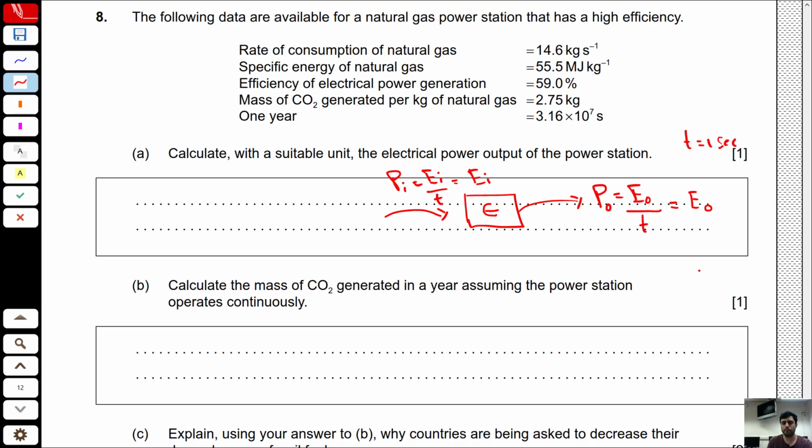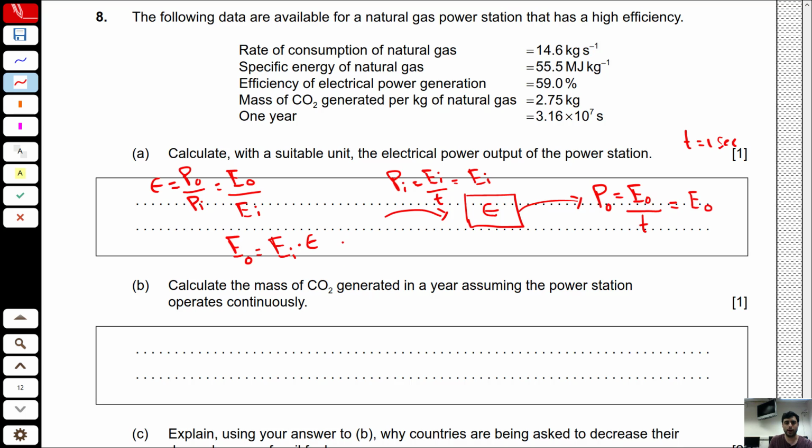Okay. So the formula is efficiency is output power over input power, and as you can see, when you replace time by 1 second, the output power becomes just output energy and the input power becomes just input energy. Okay, so electrical power output. We need to find the output energy. If you make it the subject, this epsilon, which is the efficiency, gets multiplied by input energy. So input energy times efficiency.